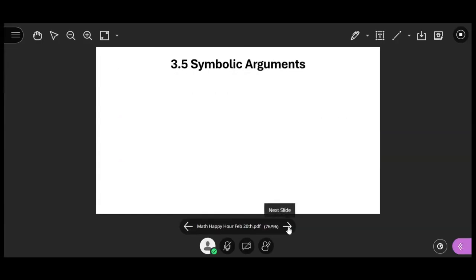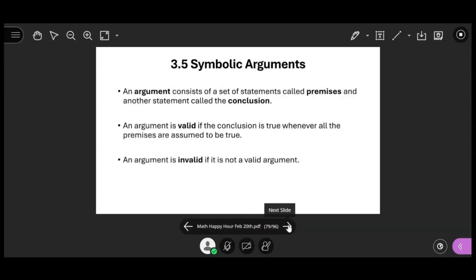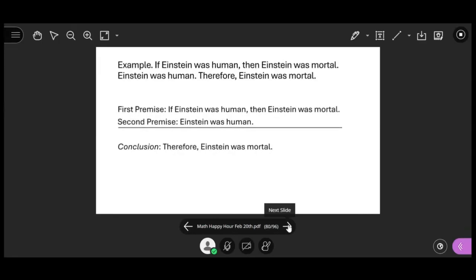Okay, so now we're going to jump to something a little bit different. Symbolic arguments. This is from 3.5. An argument consists of a set of statements called premises and another statement called the conclusion. An argument is valid if the conclusion is true whenever all the premises are assumed to be true. An argument is invalid if it's not a valid argument.